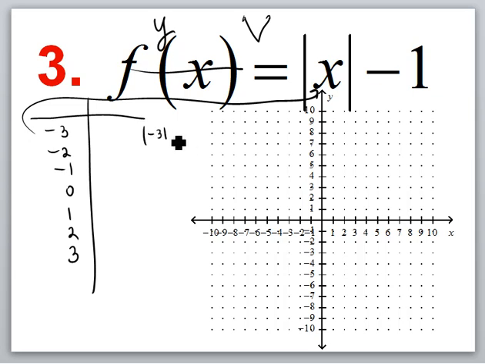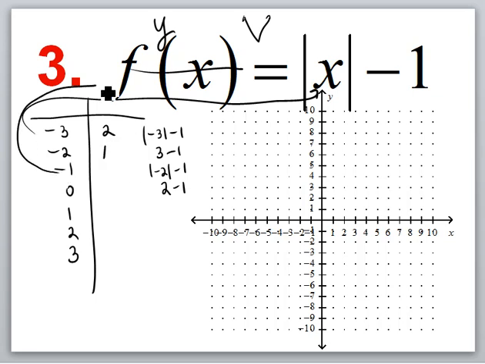Absolute value of -3 minus 1. Well, absolute value of -3 is 3. 3 minus 1 is 2. Plug in -2. Absolute value of -2 minus 1. Absolute value of -2 is 2. 2 minus 1 is 1.